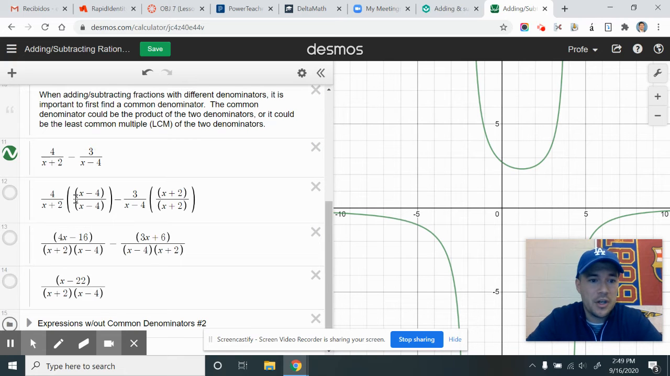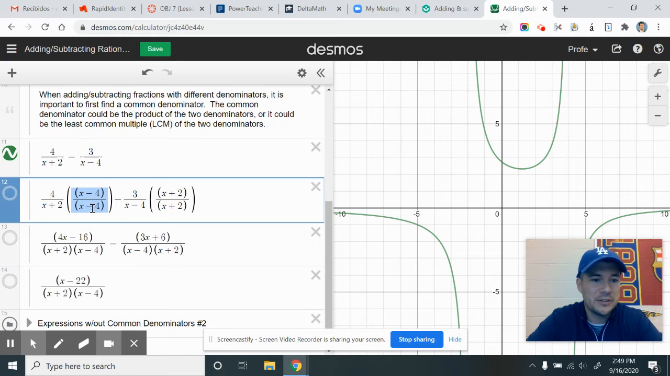The first fraction, I am going to multiply it by x minus 4 over x minus 4 because this denominator of x plus 2 would be missing a component of x minus 4. So I multiply x minus 4 over x minus 4, which is the same as multiplying by 1. To the second fraction, I multiply x plus 2 over x plus 2 because that's going to lead me to have an equivalent denominator. All right.